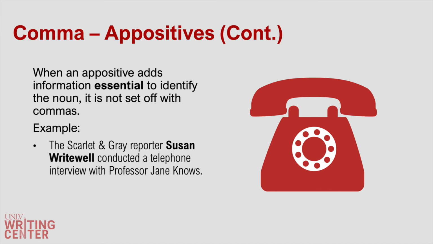When an appositive adds information that is considered essential to identify a noun, it is not set off with commas. In the second example, "The Scarlet and Gray reporter Susan Brightwell conducted a telephone interview with Professor Jane Knows." The identity of the reporter is important. We need to know who conducted the interview, so here the name is not set apart with commas.